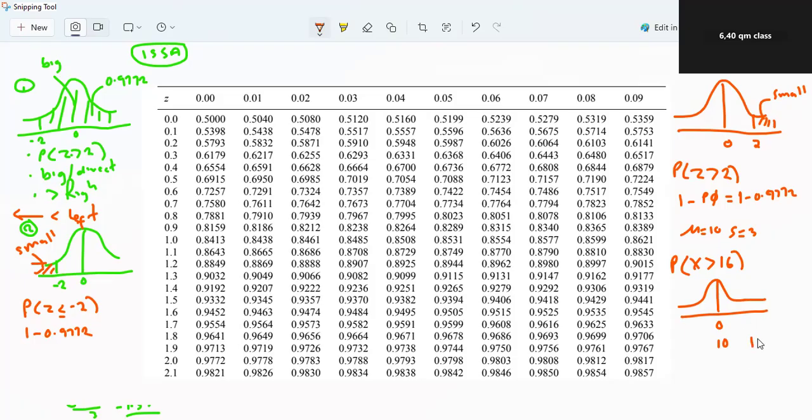So how do we standardize 16? Z is x minus the mean. So 16 minus 10 is 6. 6 over 3 is 2. So this 16, when you rebase it, is equivalent to 2. Then the sign here is greater, so we're shading this part here. We have illustrated, we have shaded, we have standardized. If the shading is small, we subtract from 1. So 1 minus 0.9772. That is the reading that we're going to have there.